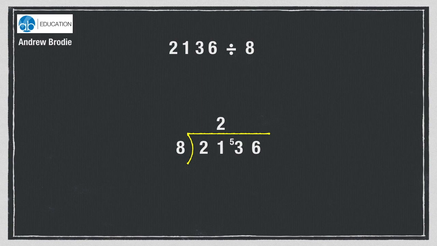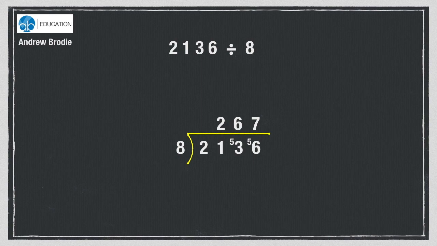How many 8's in 53? There are 6 because 6 8's are 48. There are 5 left over, so that joins the 6 units to make 56. How many 8's in 56? 7. So the final answer is 267.